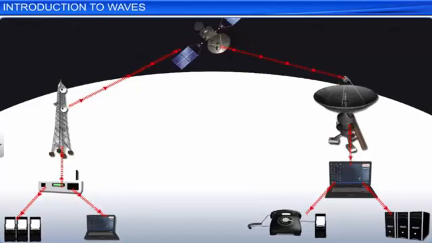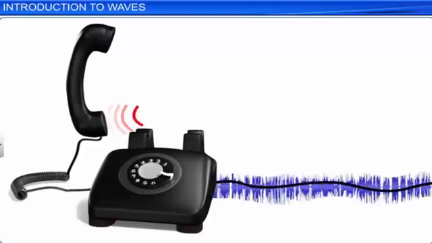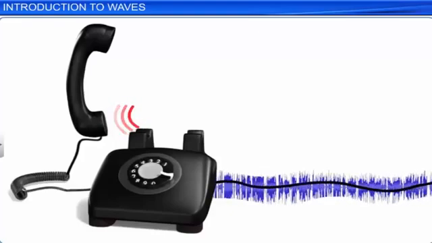For example, while communicating through a telephone, the sound waves produced by the vocal cords are converted into electrical waves or signals at the source. These electrical signals can be processed in different ways to reach the receiving end.